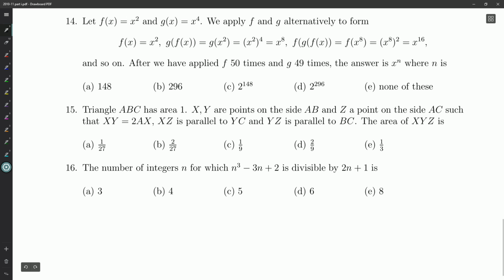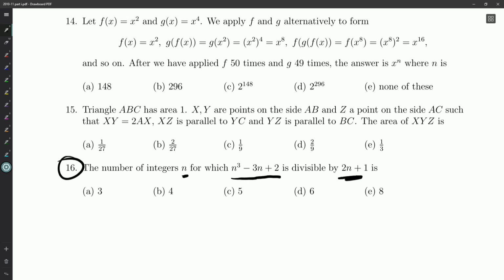We're going to finish off part one of our Alberta math contest with question number 16. This is the 2010 paper, and it's not too late to download a copy for yourself and try question 16 before we proceed. But what have we got for our question this time? The number of integers n, for which n cubed minus 3n plus 2 is divisible by 2n plus 1 is.